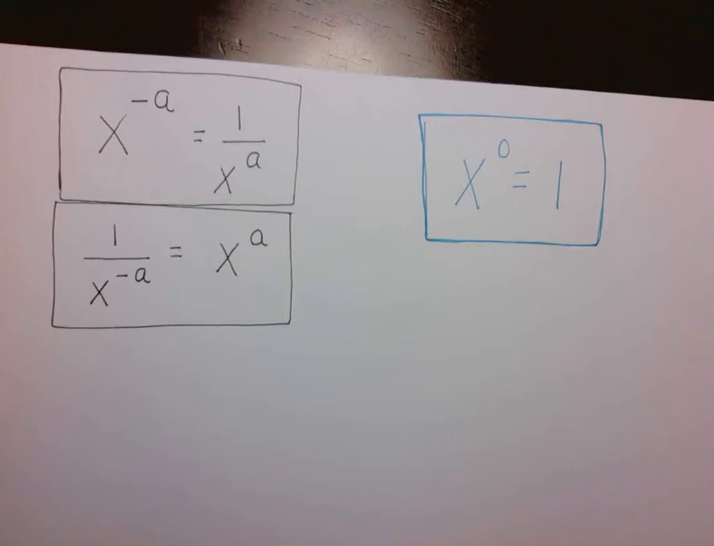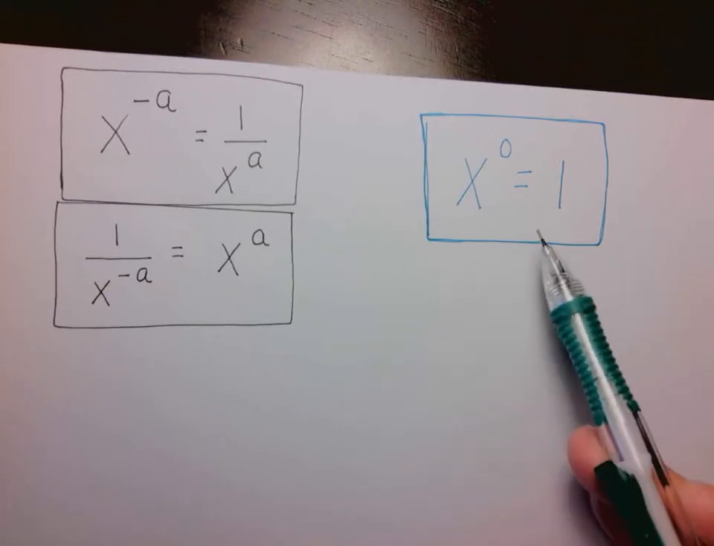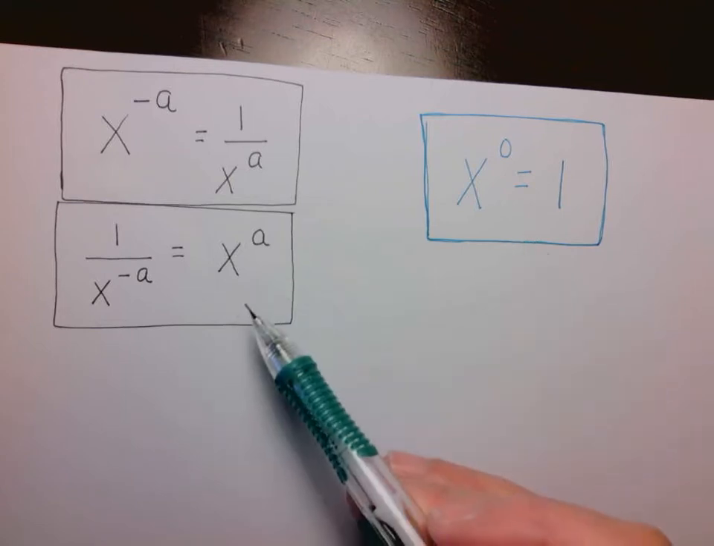This is the video for 7.1, and in Chapter 7, we're talking about the rules for exponents. Every day we're going to learn some more rules, and you do need to memorize them. Today we're going to talk about our first two rules. The first rule talks about what to do when you have an exponent of 0. And the next rule talks about what to do when you have a negative exponent.